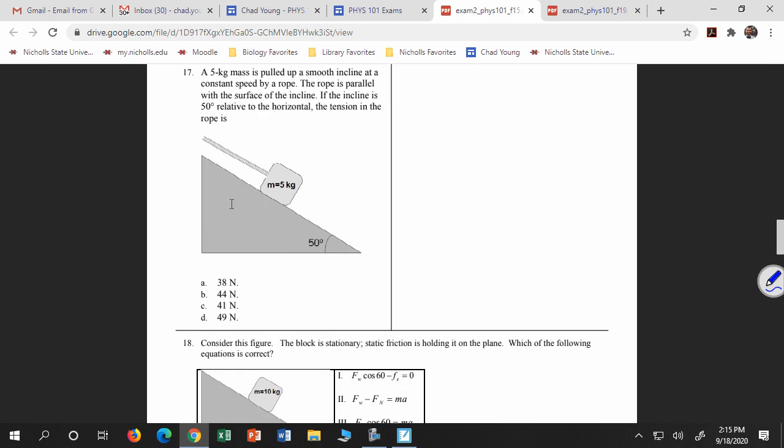This is the Fall 15 exam 2. I have a 5 kilogram mass pulled up a smooth incline at a constant speed by a rope. The rope is parallel to the surface of the incline. The incline is 50 degrees. What is the tension in the rope? I worked through a problem like this in class today, I think. So I just want to find out what is the tension in the rope.